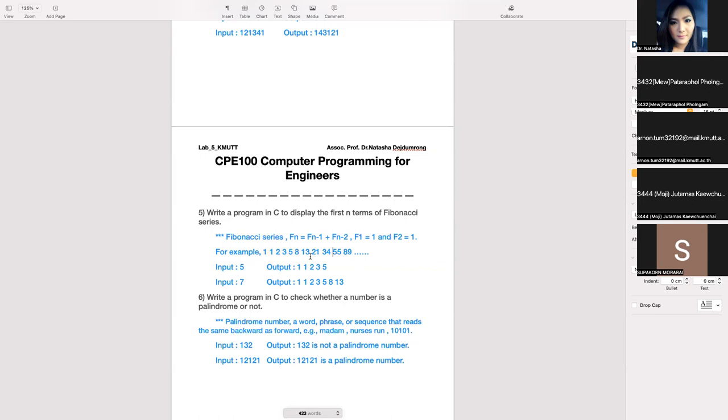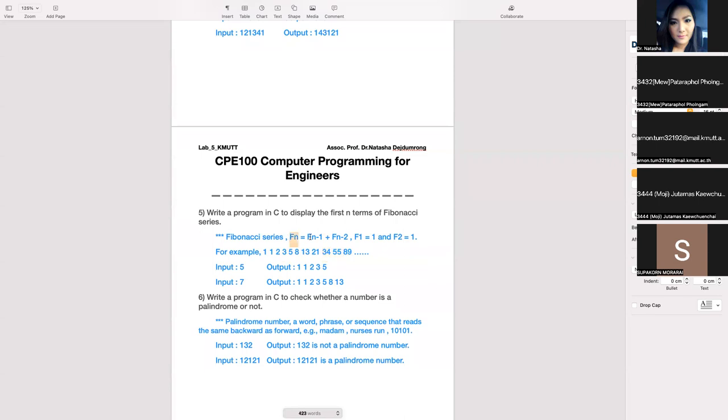1, 1, 2, 3, 5, 8, 13, 21, 34, 55, 89. How does it come about? Basically, number 2 comes from 1 plus 1, right? And number 3 comes from 1 plus 2. Number 5 comes from 2 plus 3. Number 8 comes from 3 plus 5. So basically, the next number is the sum of the last two numbers. The same as 89, which is the sum of 34 and 55.